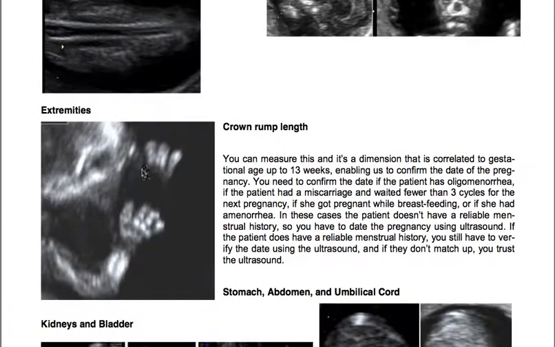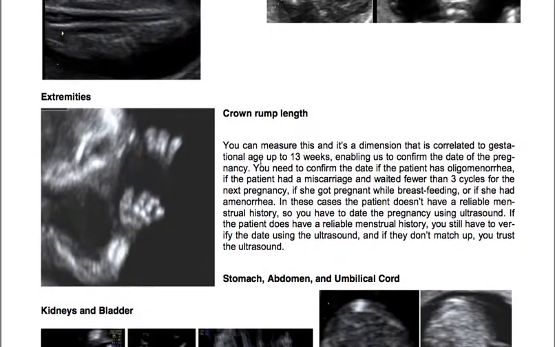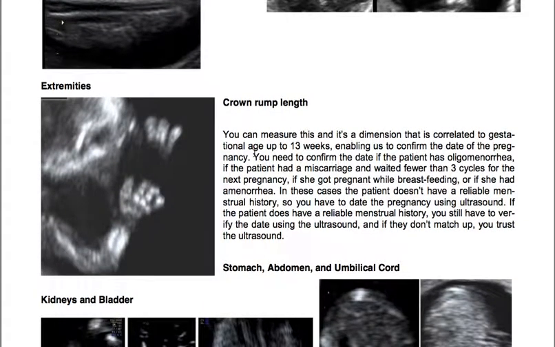crown rump length. You can measure this, and it's a dimension that is correlated to gestational age up to 13 weeks, enabling us to confirm the date of the pregnancy. You need to confirm the date if the patient has oligomenorrhea, if the patient had a miscarriage and waited fewer than 3 cycles for the next pregnancy, if she got pregnant while breastfeeding, or if she had amenorrhea. In these cases, the patient doesn't have a reliable menstrual history, so you have to date the pregnancy using ultrasound.